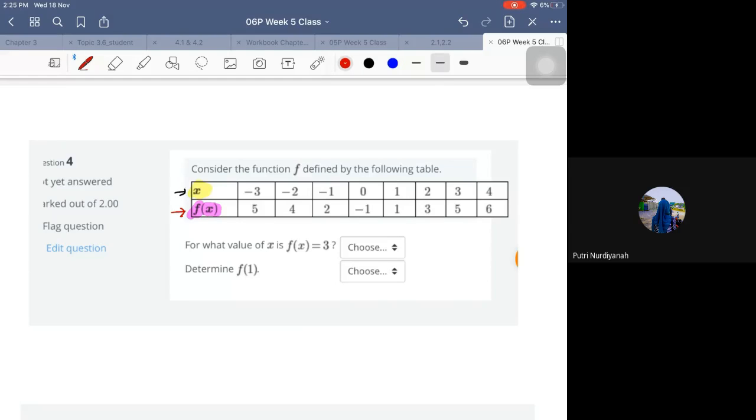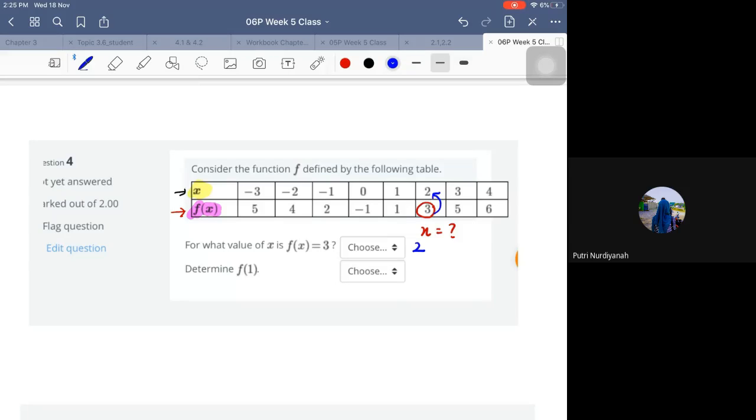So the question asks, for what value of x do we want to find? What is going to be the value of x when f of x is equal to 3? So where is f of x equal to 3? This is f of x equal to 3. And what is the value of x referring to that? So the value of x is going to equal 2. So therefore, for this case, this is going to equal 2. That will be the answer.